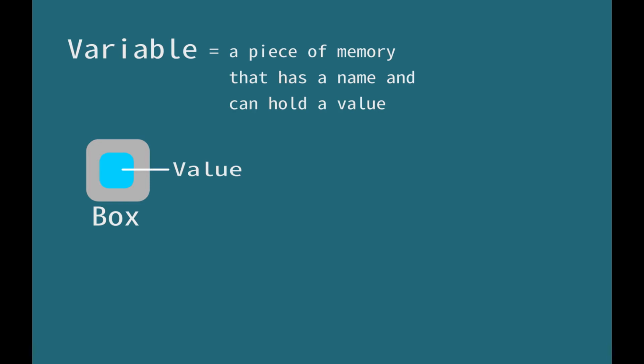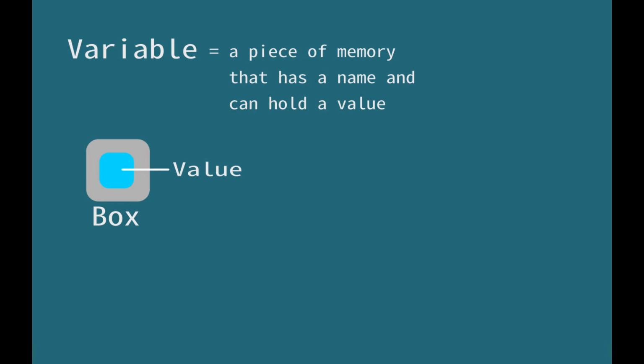Before we proceed to code the board state, let's talk about variables. A variable is a piece of memory that has a name and can hold a value. You can imagine a variable like a box where you can put stuff inside it.